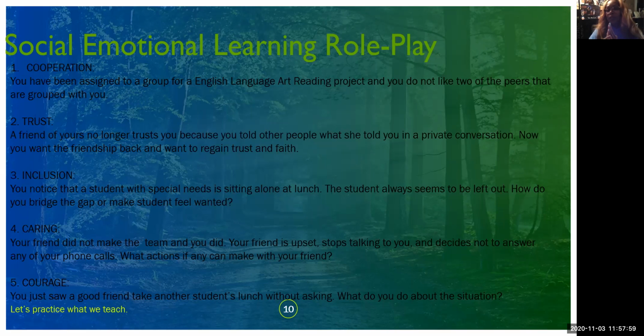Because this is what we want our kids to do. We want to be able to act it out, use coping skills, use strategies. Before we are able to tell them the strategies, we need to come up with some strategies. And when we come back, we should have a few minutes left, and we're going to have strategies written on our board.